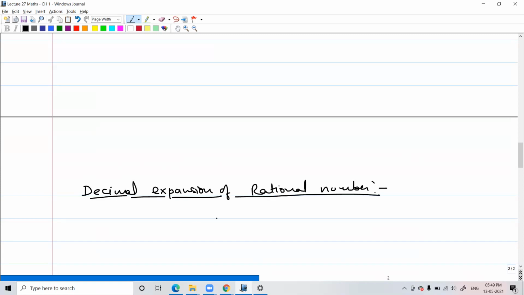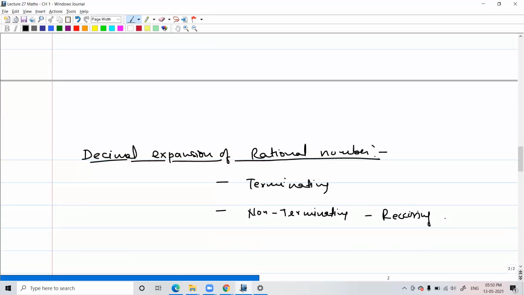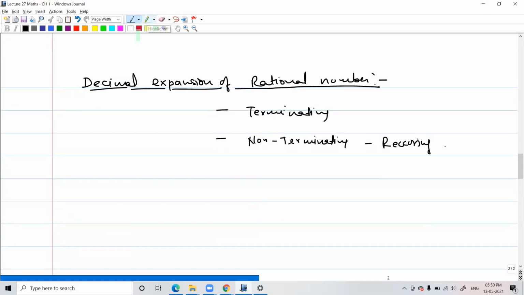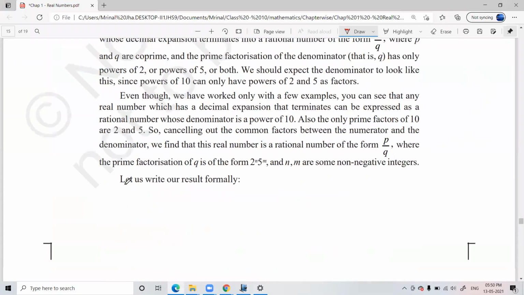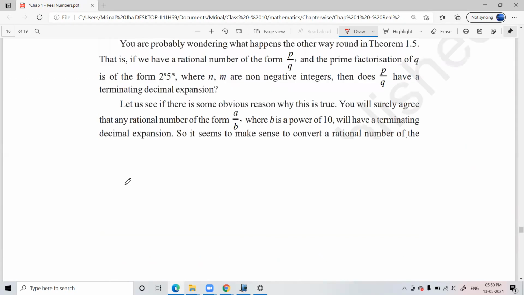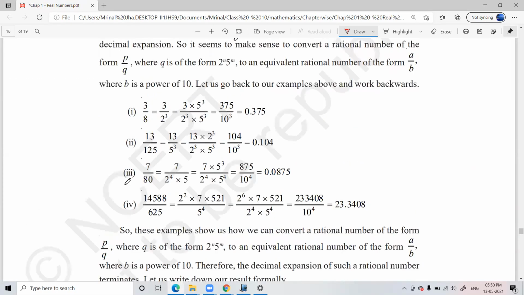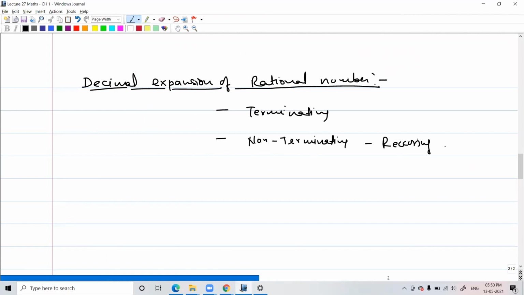So it can either be a terminating decimal, or if it is non-terminating, it has to be recurring. Okay. Now, if you have been given a fraction, let's take the example from here itself. Let's say 3 by 8.